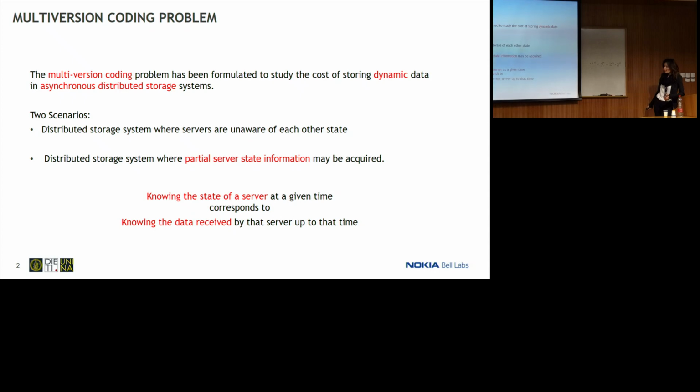But what do we know with the server state information? Here, knowing the state of a server at a given time corresponds to knowing the data received by that server up to that point. But why are we really interested in studying the cost of storing dynamic data in asynchronous distributed storage systems?